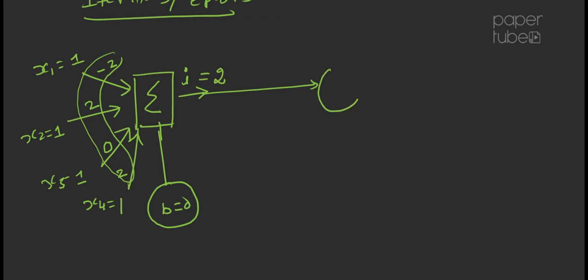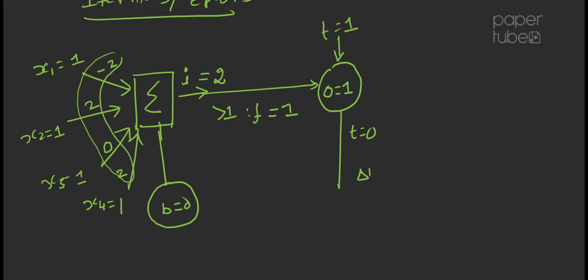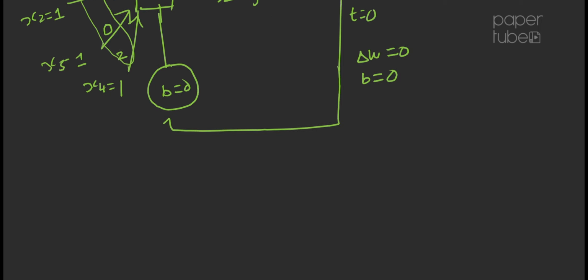We already calculated that value, which means it's going to fire an output equal to 1, because I is equal to 2, 2 is greater than 1, and our propagation function is going to fire an output 1. If you compare it with your target value, which is already 1, this is good news, because target is equal to output, so the change in weights will be equal to 0 and the change in bias will be equal to 0.